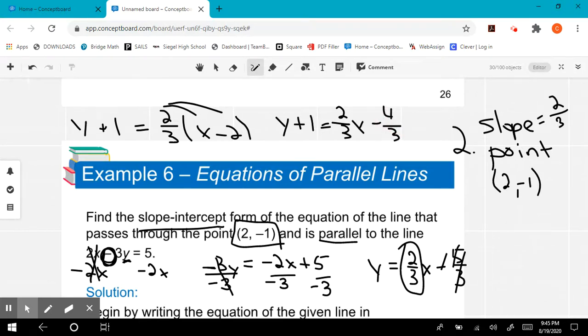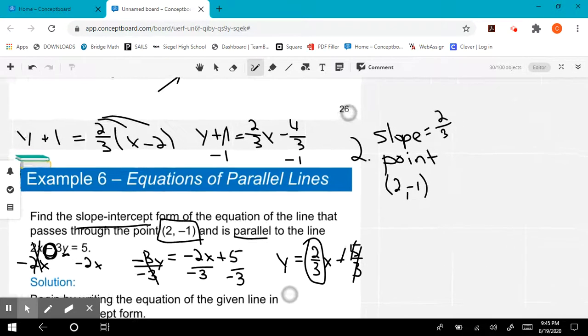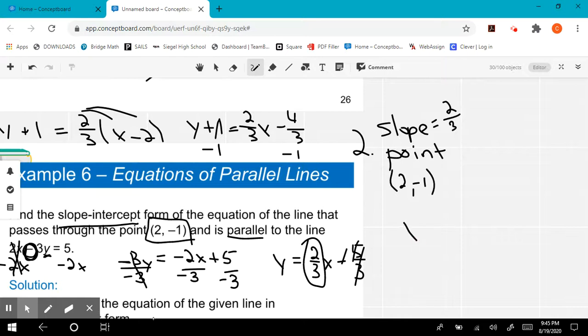Now, to finish getting y by itself, I'm going to subtract 1. Okay? So that goes away, and I'm going to end up with... run out of room here. Let me see if I can slide this over and give myself some room. y equals 2/3 x, slope of 2/3.